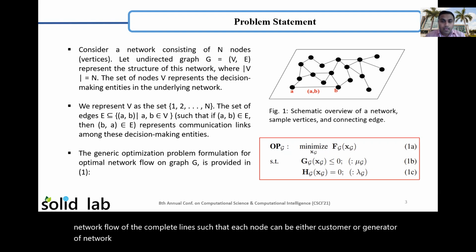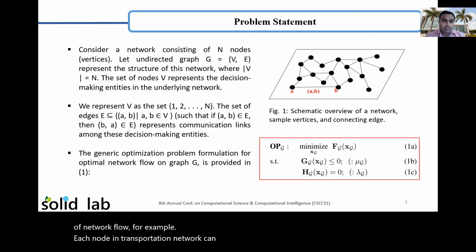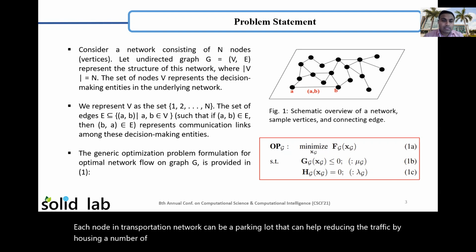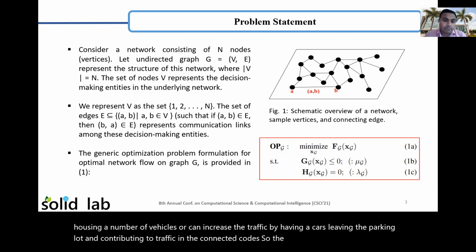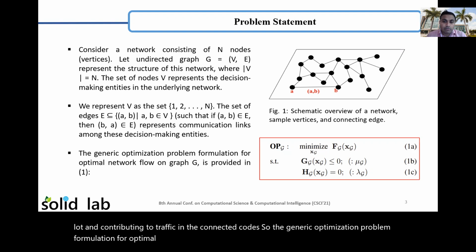For example, each node in a transportation network can be a parking lot that can help reduce the traffic by housing a number of vehicles, or can increase the traffic by having cars leaving the parking lot and contributing to traffic in the connected roads. So the generic optimization problem formulation for optimal network flow on graph G, referred to as OPG, is given in equation 1.